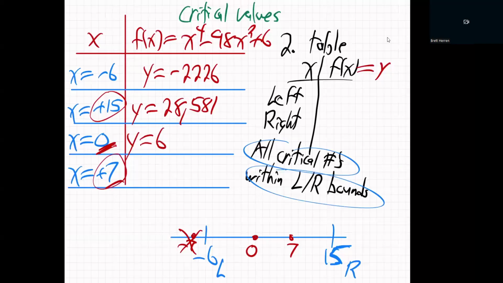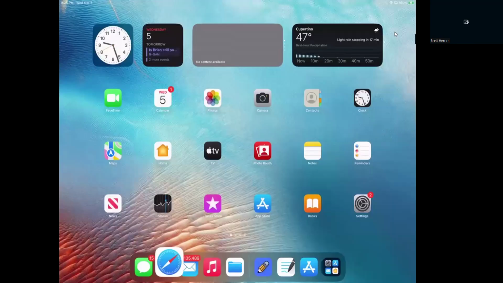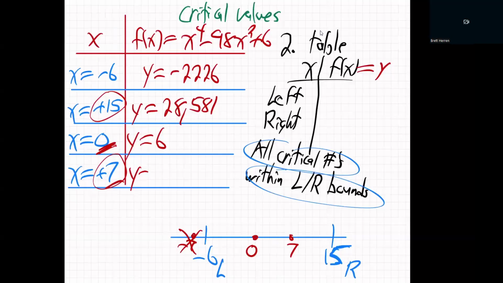And finally plug in 7. So we're just checking the left edge, the right edge, and the critical values in the middle to find out who's the biggest, who's the smallest. 7. There we go. What do we got? Negative 2395.